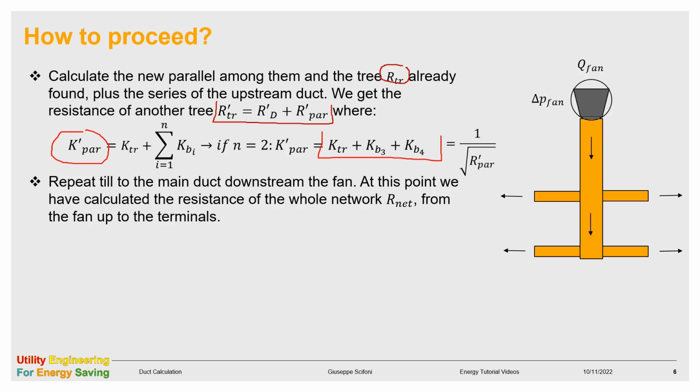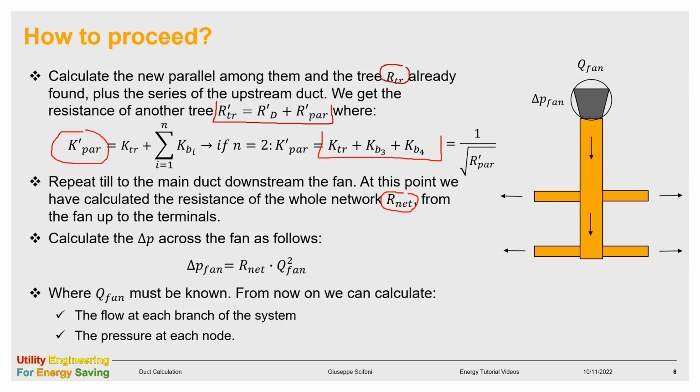At this point, we have calculated the resistance of the whole network, from the fan up to the terminals. We calculate the delta P across the fan with this formula, R of the network times flow rate squared, where the flow rate Q fan must be known. From now on, we can calculate the flow of each branch of the system and the pressure at each node.